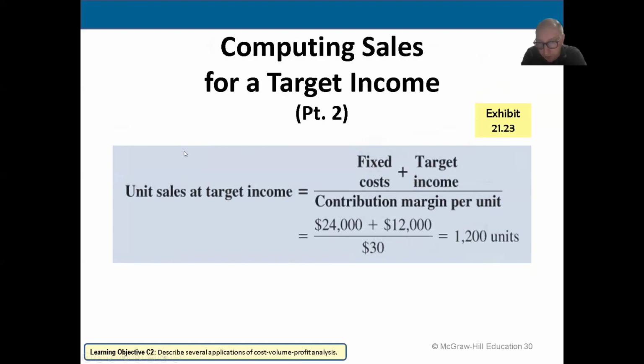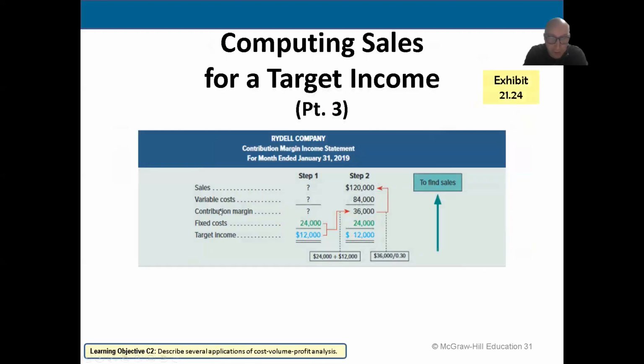And we can do that same thing for the number of units that we need to sell. Fixed cost plus your target income divided by your contribution margin per unit tells you how many units you need to sell to generate an income of $12,000. You can also work backward to find the sales amount using that same process. Because once you have contribution margin, you just add in variable cost to find your total sales.